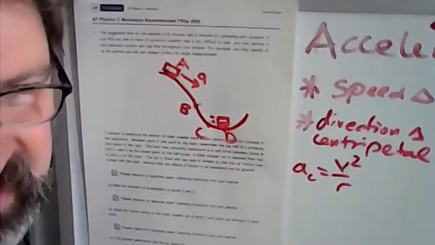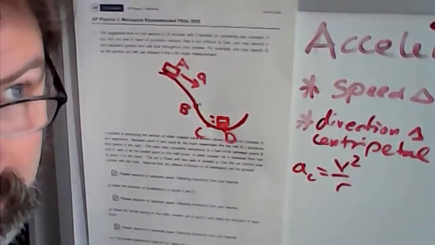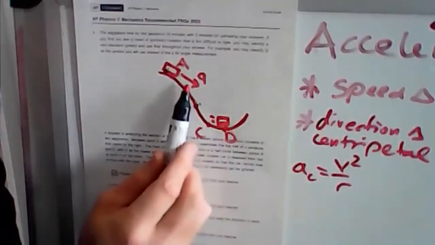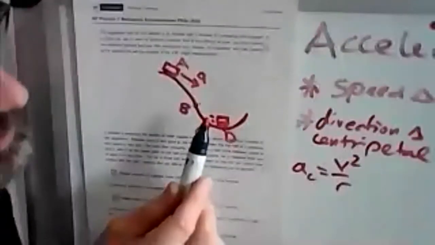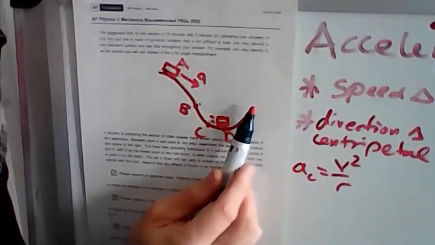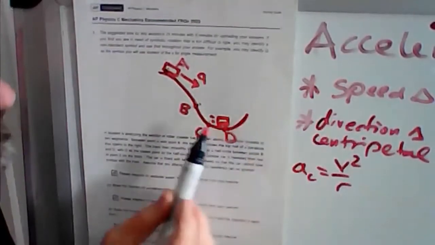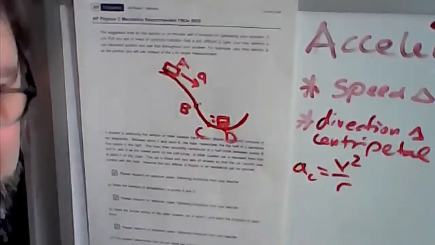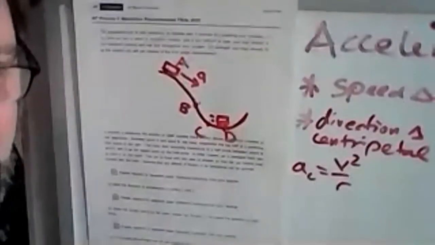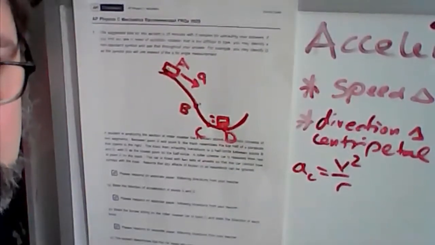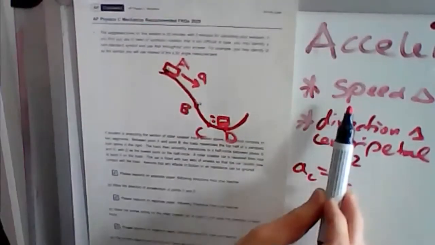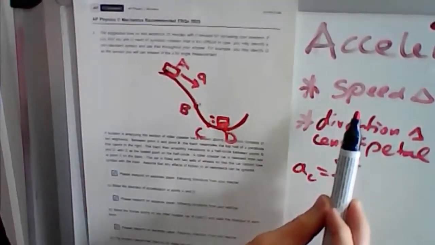As it was going down, it was speeding up or slowing down? Speeding up. And then as it's going up, it's speeding up or slowing down? Slowing down. So it's switching from speeding up to slowing down. So right at the bottom, is it speeding up, slowing down, or neither? Neither. So at the bottom, there is no speed changing acceleration. It's not getting faster or slower.